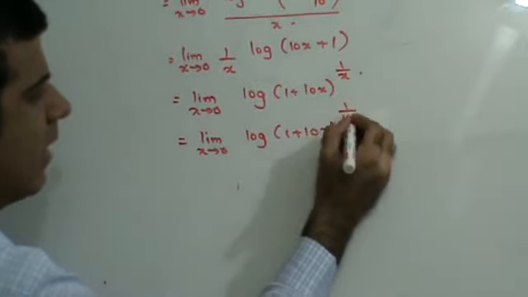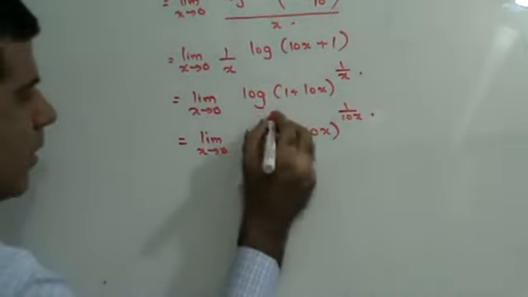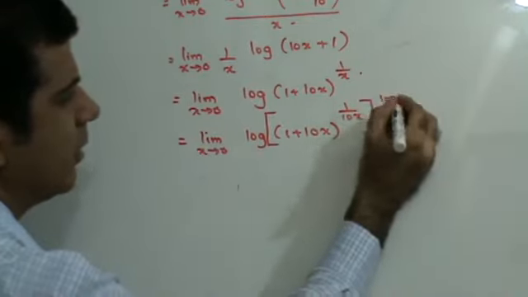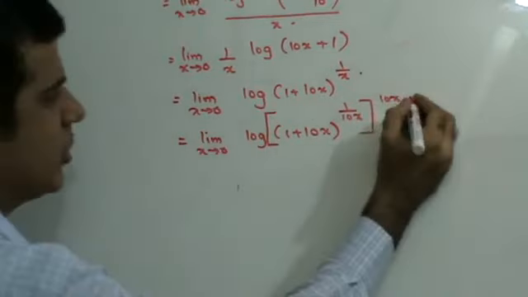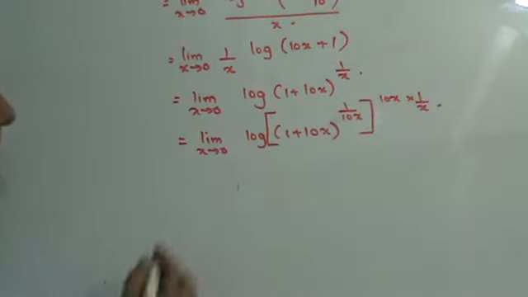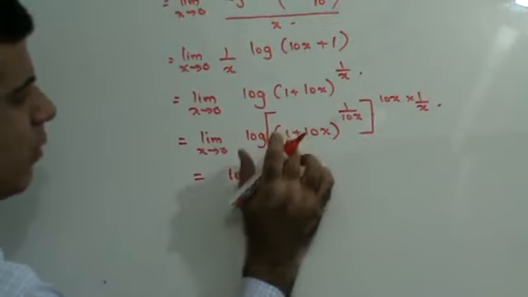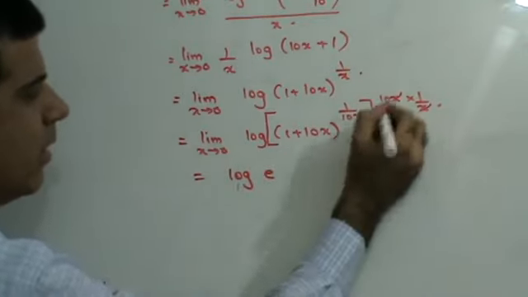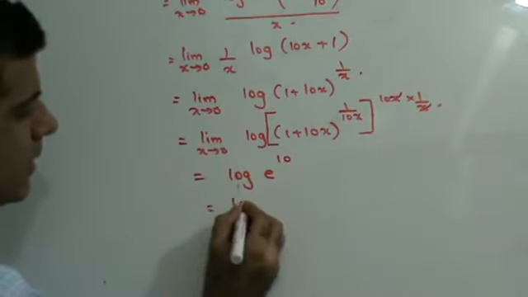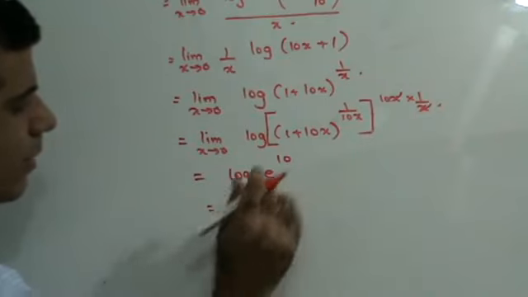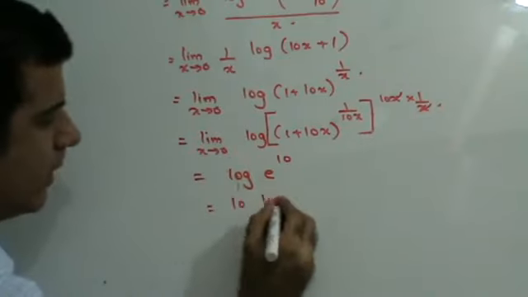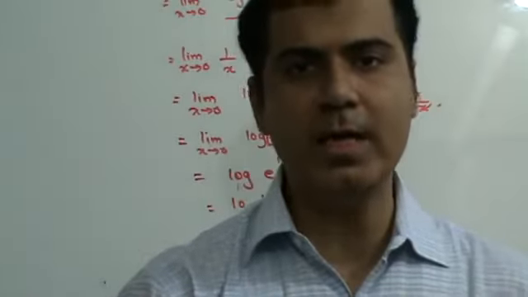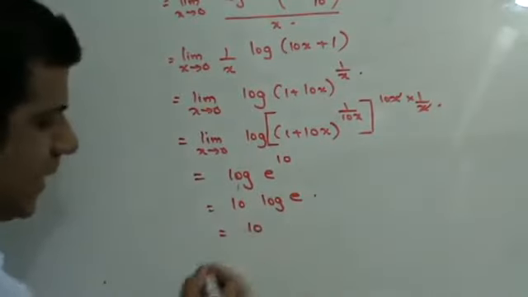So in the indice I will have 1 upon 10x. Since I have multiplied the denominator of the indice by 10x, I have to multiply the numerator of the indice by 10x to keep the equation constant. 1 upon x, log as it is, 1 plus x raised to 1 upon x is e raised to 10. This is 10 log e. The number in the indice goes before log, 10 log e. You are supposed to know the value of log e by heart. The value of log e is 1. So the answer is going to be 10.